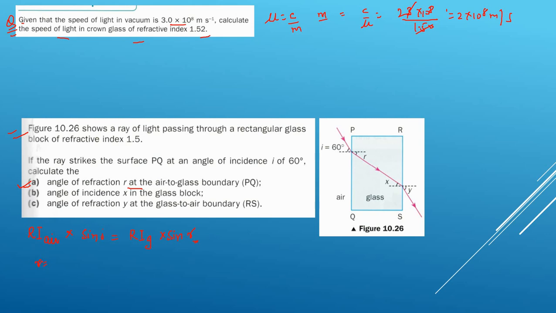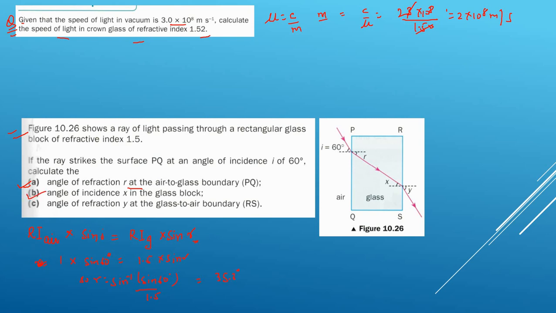Okay, let's solve step by step. The refractive index of air is 1, into sine i, which is sine 60, is equal to the refractive index of glass, 1.5, into sine R. So R will be sine inverse of sine 60 divided by 1.5. When you solve this part, you will get a value of around 35.3 degrees. So question 1 is done.